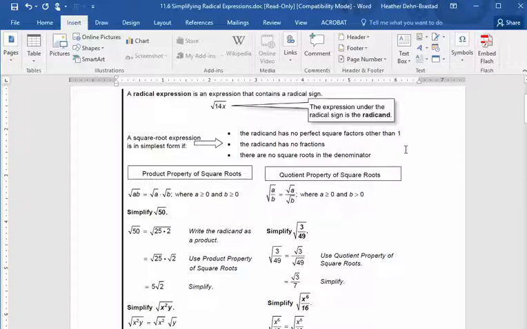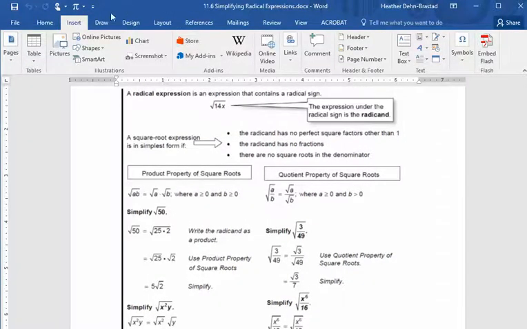So here's an example of one that is not simplified, the square root of 50. That's not simplified, and the reason is the first reason. It has perfect square factors. If you factor 50, you can factor that as 25 times 2, and 25 is a perfect square. So if you can factor the number or even the variables and get a perfect square, then it's not simplified.